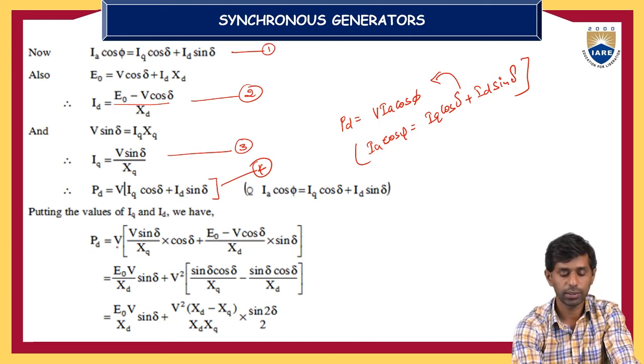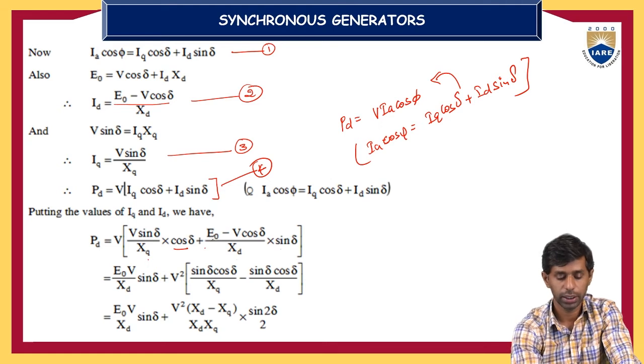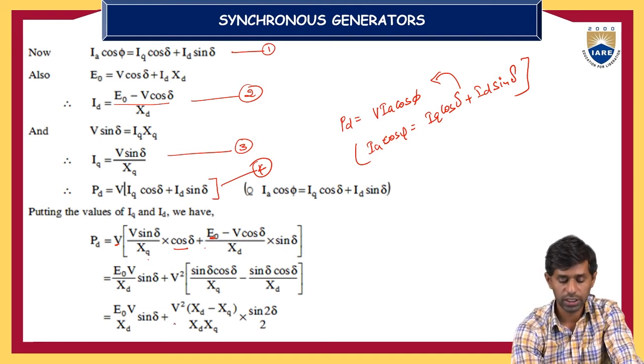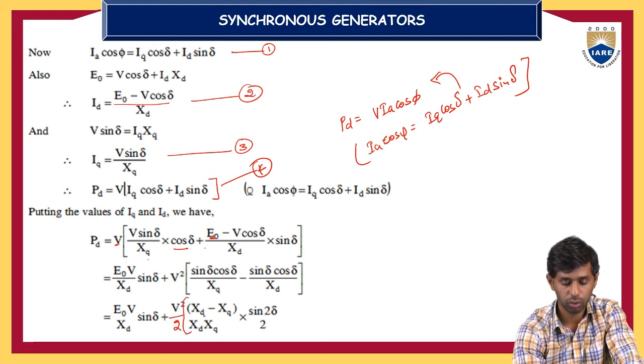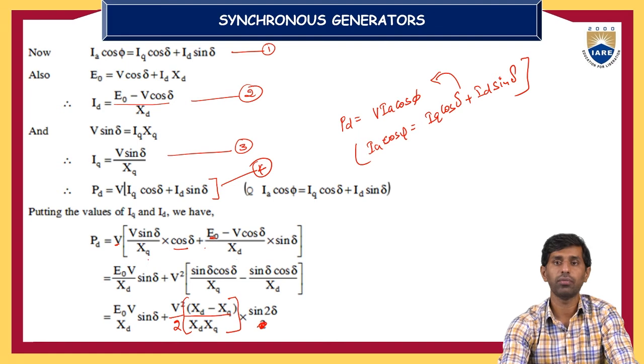We get Pd is equal to V times Iq, replaced by equation number 3, that is V sin delta by Xq into cos delta, plus Id, which is E0 minus V cos delta by Xd into sin delta. Simplified, this gives E0 V by Xd into sin delta. Then the V terms: taking V square as common, sin delta cos delta by Xq minus sin delta cos delta by Xd. So V square by 2 into (Xd minus Xq) by Xd Xq into sin 2 delta, we can write.